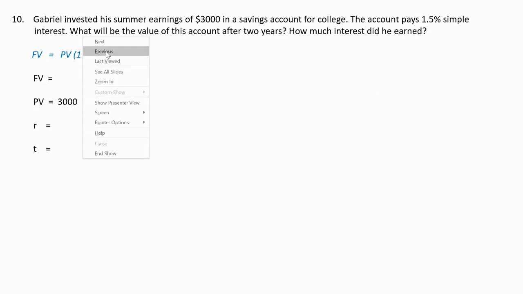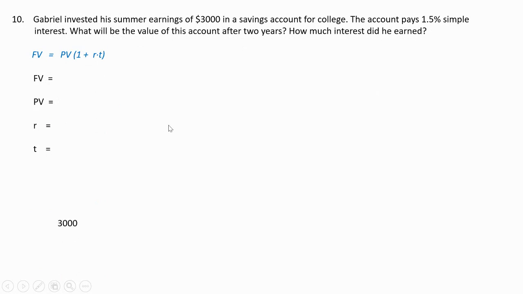Okay, let me go back real quick. Sorry for pressing the mouse. So here, what are we looking for? Gabriel invests his summer earnings of $3,000 in a savings account for college. The account pays 1.5% simple interest. What will be the value of this account after 2 years? So right away, guys, this is a heads up for what we're looking for. After 2 years means it's going to be in the future, so we're looking for FV, which is the future value. Then the 3,000 is the amount that Gabriel invested right now, which means the present value. So 3,000 will be the present value, and the 1.5 will be the interest rate.